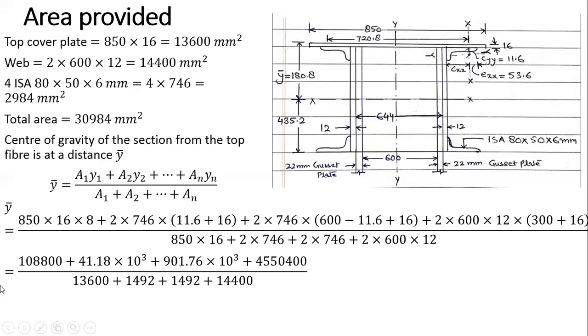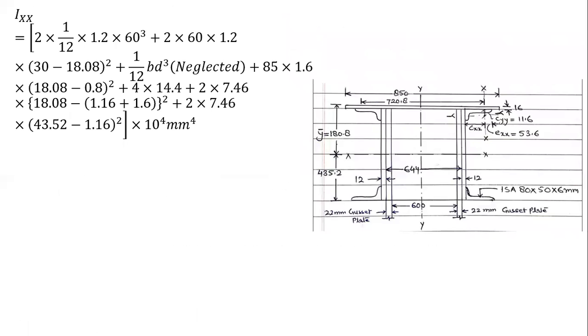So I got the final answer as 180.8 millimeter. So the distance of Y bar from the top fiber is 180.8, and from the bottom fiber you have to subtract this value from 600. You will get this value here, 435.2.